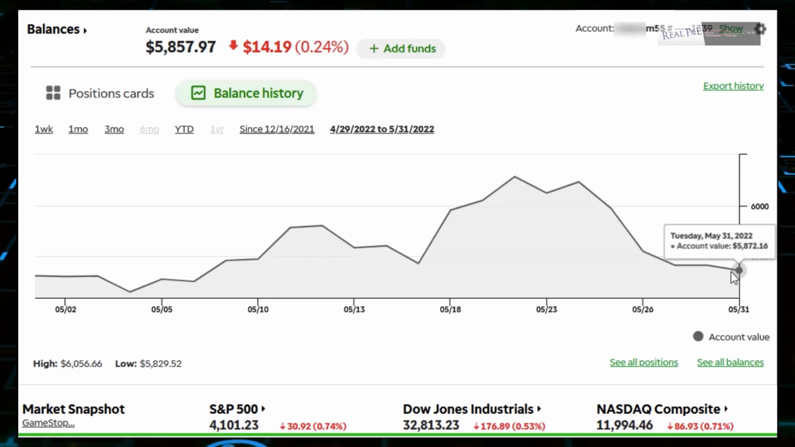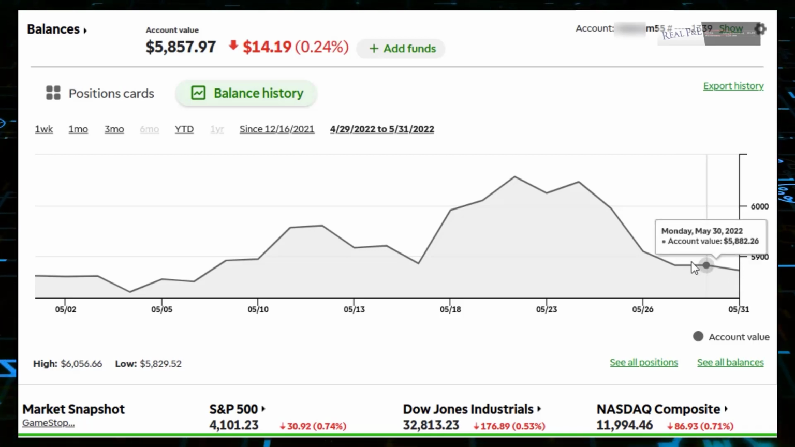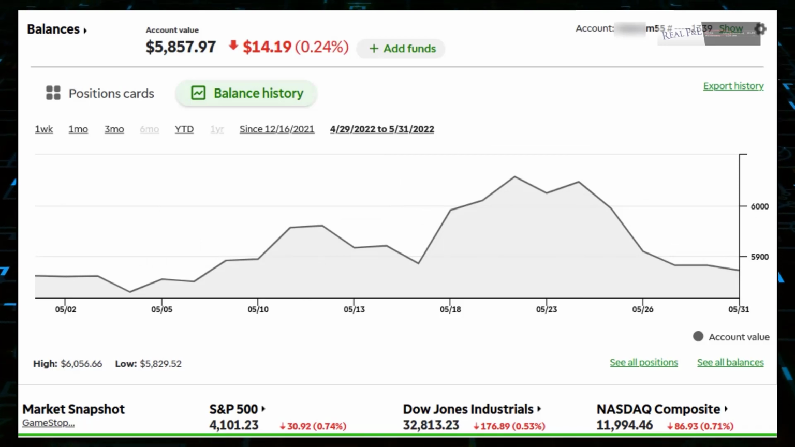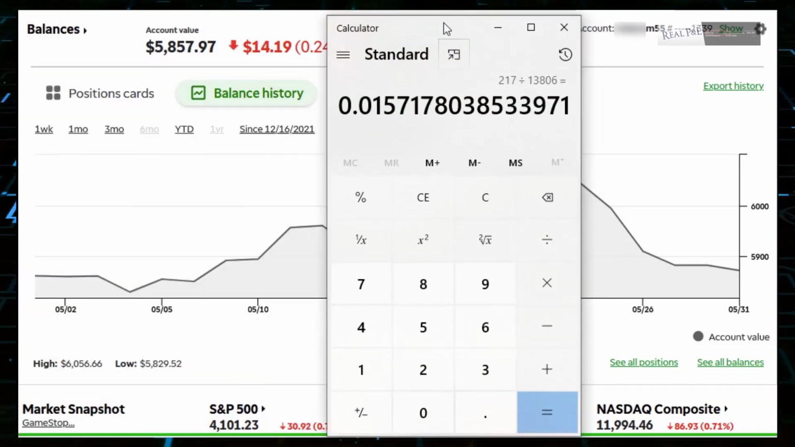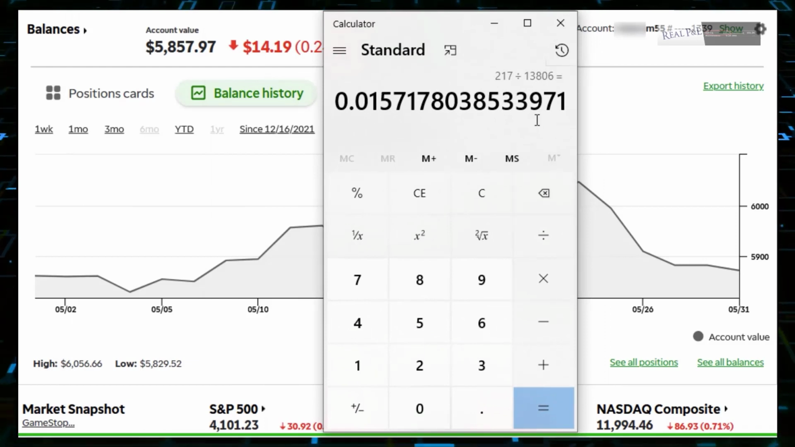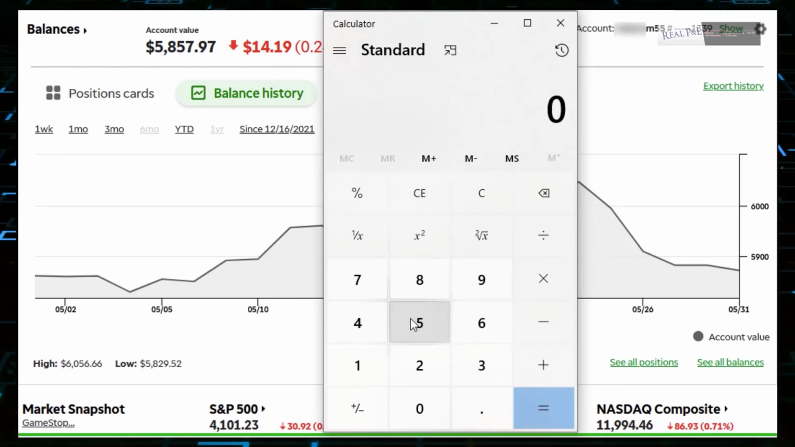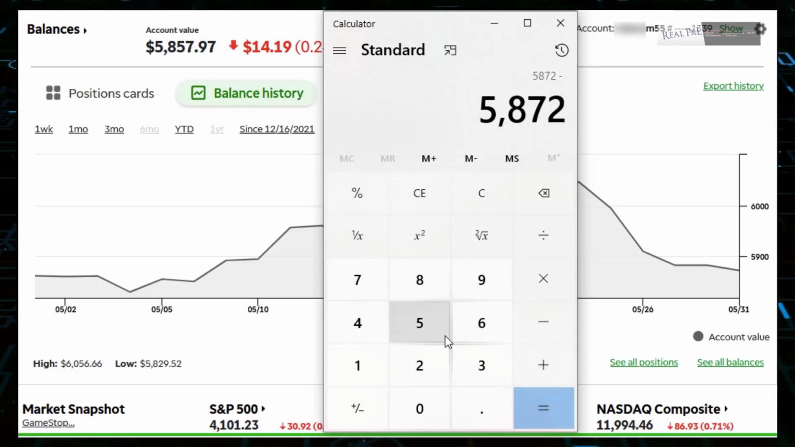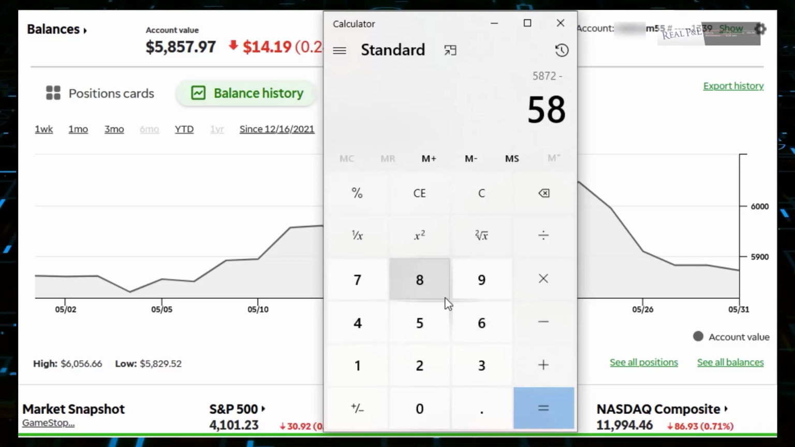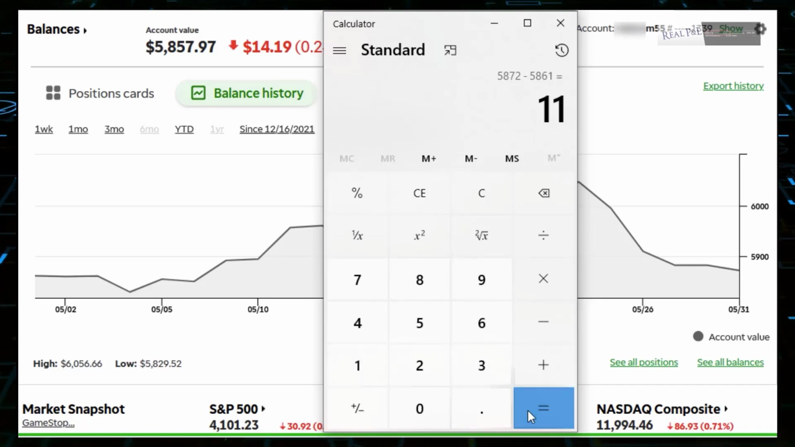58.72. Let's do a little bit of math. It's hardly worth doing because we're pretty much at break even. 58.72 minus 58.61, $11. So basically just broke even. Divide that by 58.61.